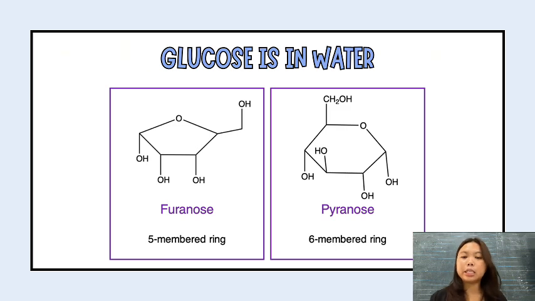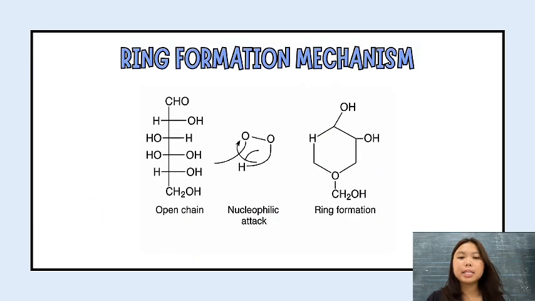These ring structures are typically drawn as Haworth projections, where the ring is flat and you can easily show whether substituents like OH or CH2OH are pointing above or below the plane. Let's walk through the mechanism slowly.